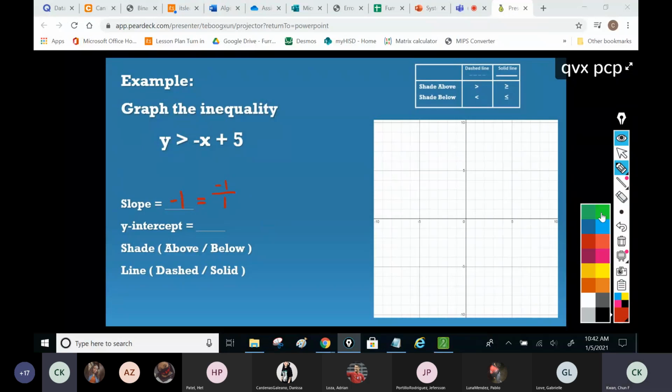So now we can clearly see the rise and the run. You are rising negative 1, which means you are dropping down. You're actually dropping down 1 unit, and then you run across 1 unit. And then the y-intercept is the number in the back. That means we need a positive 5 right here.